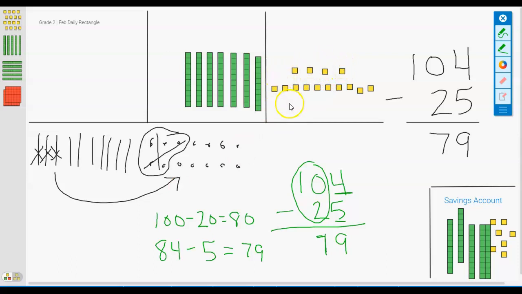Now I have my 14 ones, and I need to take away 5 of them for my 25. Now I'm left with my 7 tens and 1, 2, 3, 4, 5, 6, 7, 8, 9 ones. Your job is to tell your teacher how much is left in our base 10 bank today.